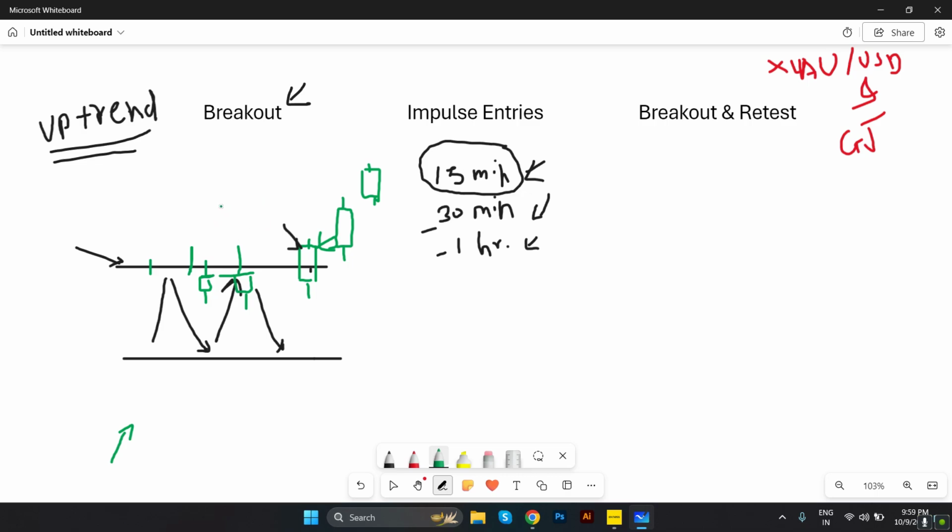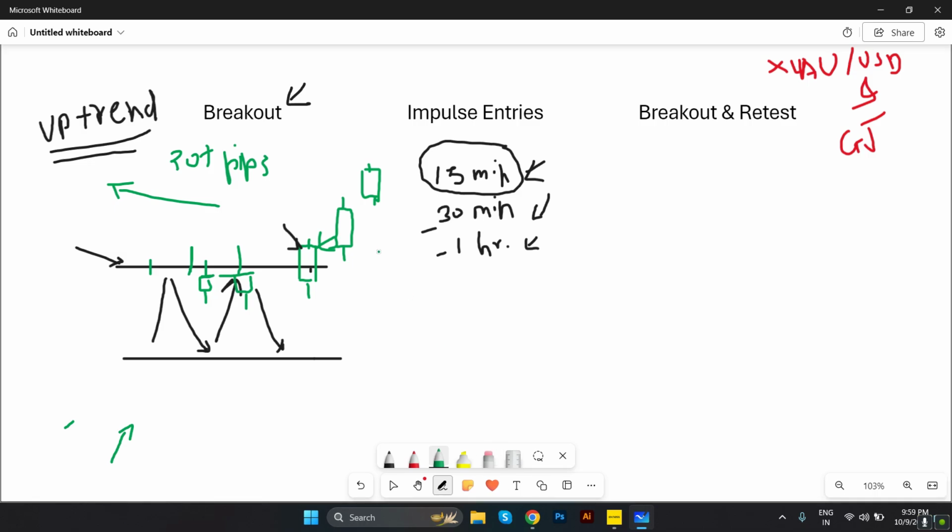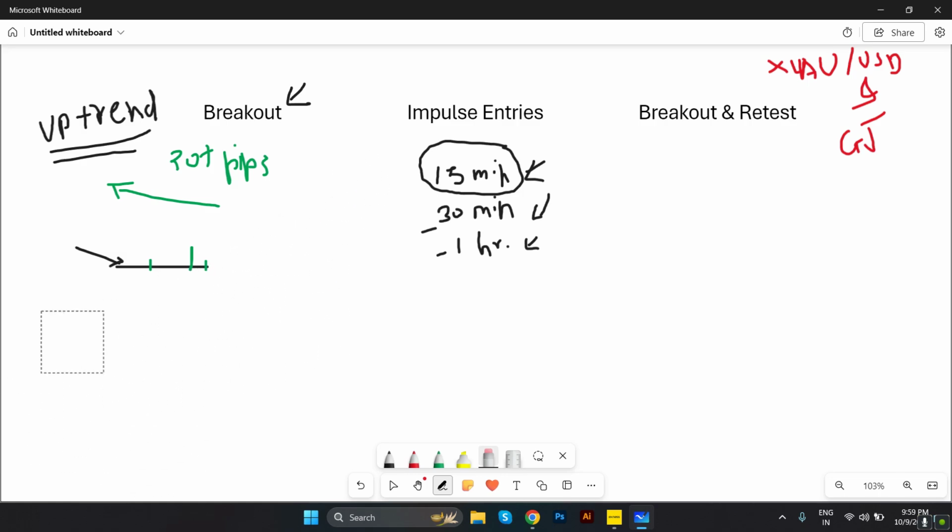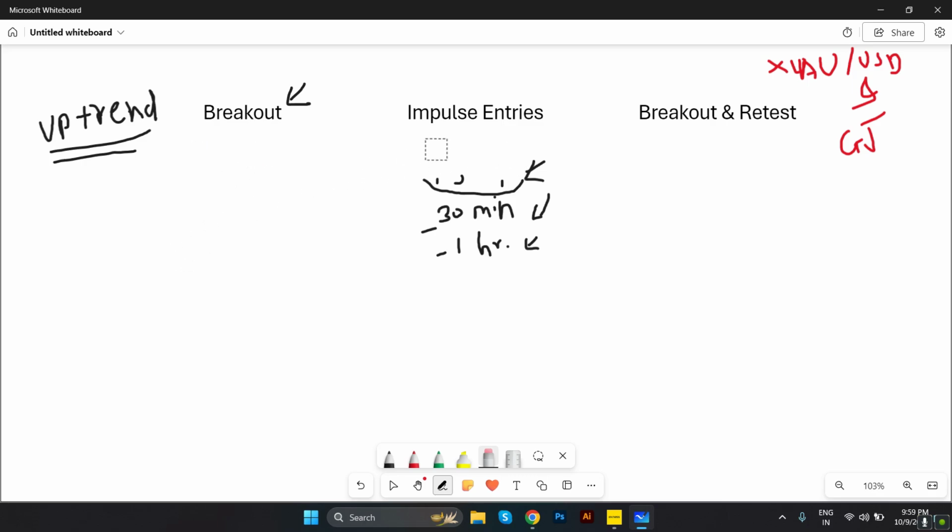And provided that you need to have a 30 plus pip range to the left hand side, and you should have clean price action like we had over here in the bullish trend. Okay, so let's jump to another entry that I generally prefer to do in the market. This kind of entry I only prefer when there is a very high amount of volume in the market.